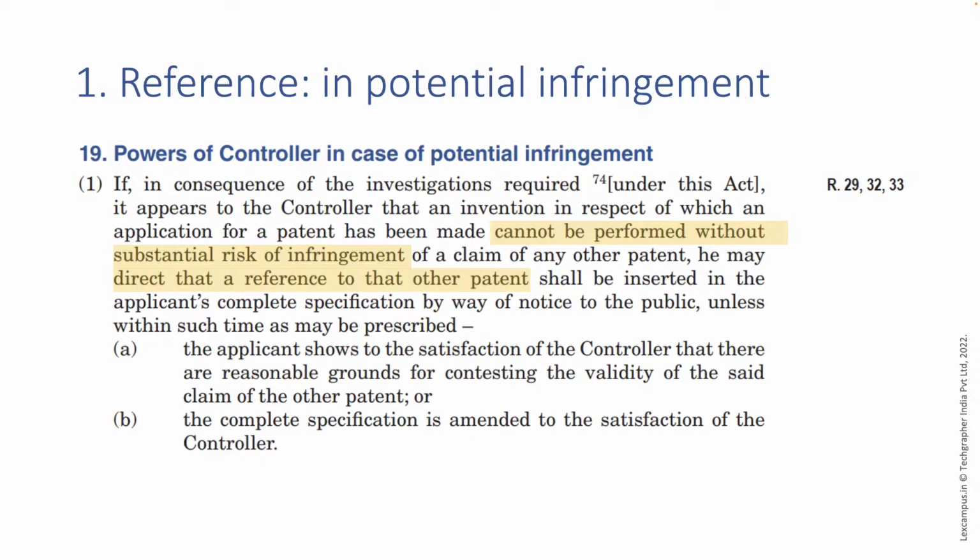Now, potential infringement is in the opinion of the controller. The controller feels that there could be a substantial risk, not actual, substantial risk of infringement. Then again, the controller does not refuse the application. You need to understand this. There's no refusal of application. The controller will make a reference to that other patent and grant it.